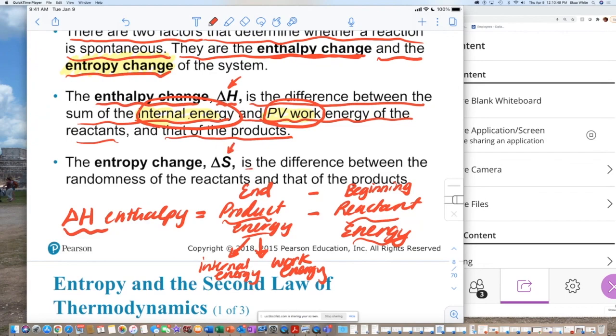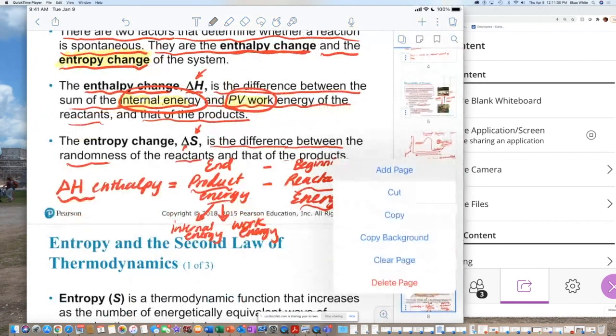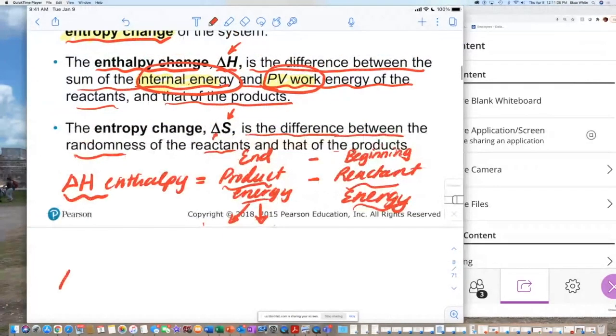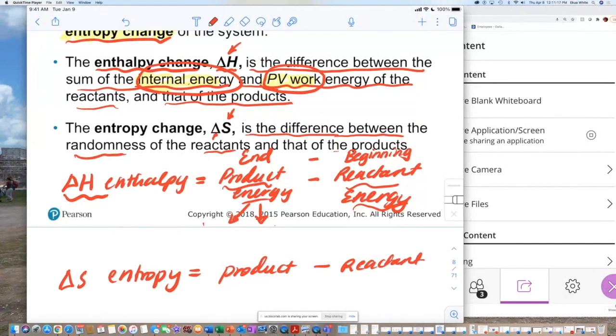Entropy energy, this is the difference. Once again, when they put the delta here, they mean a difference. Difference between the randomness of the reactants and the products. So each chemical has a random energy. Okay. So delta S here is entropy. Once again, we're looking at the product minus the reactant. Once again, with the change, we're looking at the end minus the beginning.